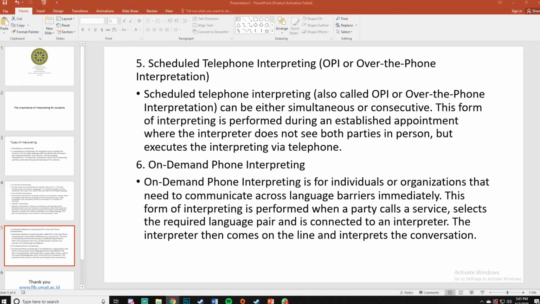And also, on-demand interpreting is often used by customer service call centers and by companies, organizations, pharmacies, and medical and legal institutions who interact with the limited English proficiency, or LEP, population and require interpreting on demand.